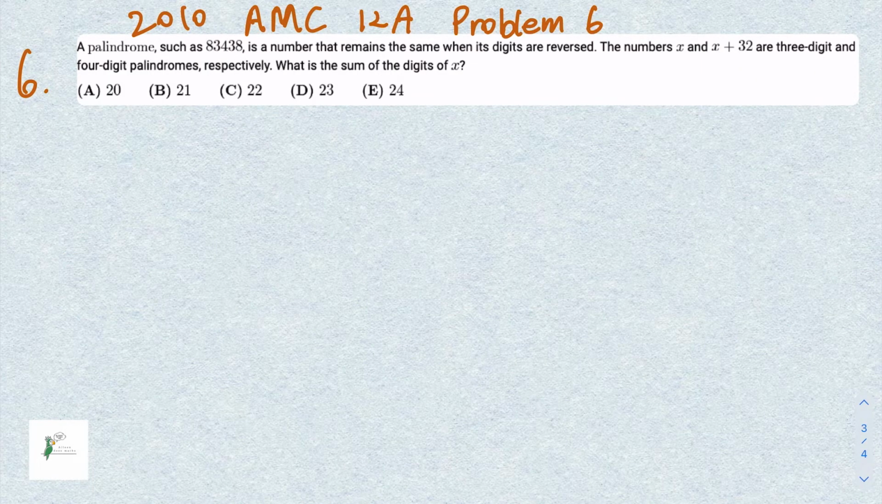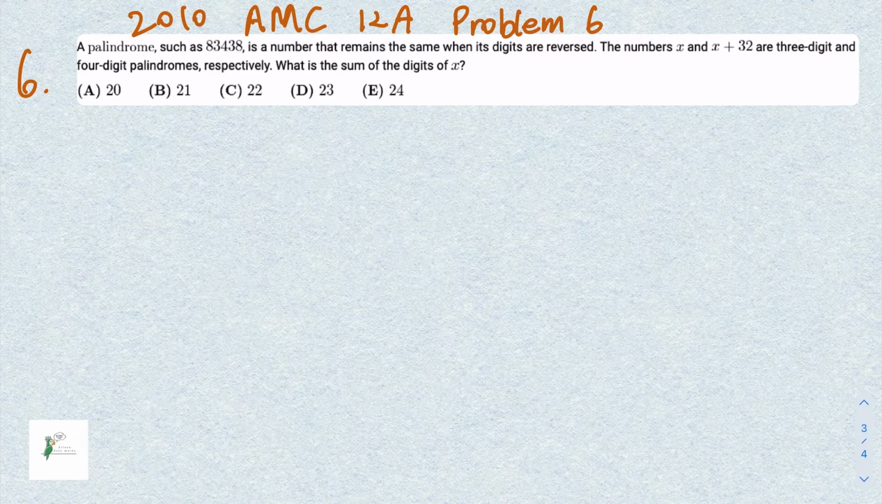Okay, let's look at a question from 2010's AMC 12A problem 6. A palindrome such as 83,438 is a number that remains the same when its digits are reversed. The numbers x and x plus 32 are 3-digit and 4-digit palindromes, respectively. What is the sum of the digits of x?